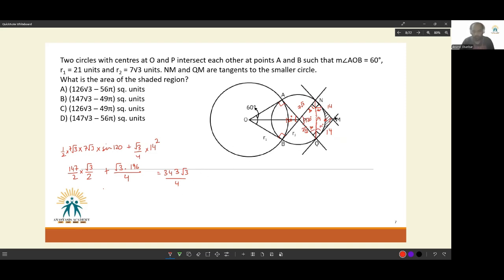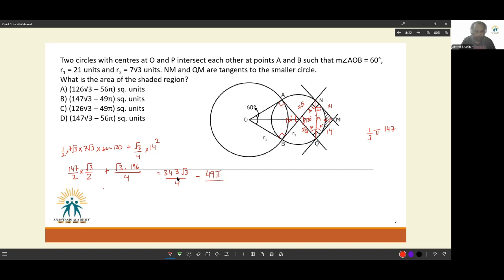From this, let me remove the area of the sector. Area of the sector, because this is 120 degrees, will be 1/3 the area of the circle. So 1 by 3 pi, how much? 7 root 3 whole square. So 147. 1 by 3 pi r square. This is the area of the sector. So from this, I have to subtract 49 pi.